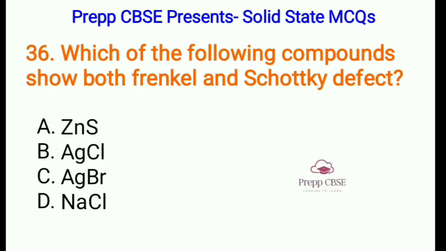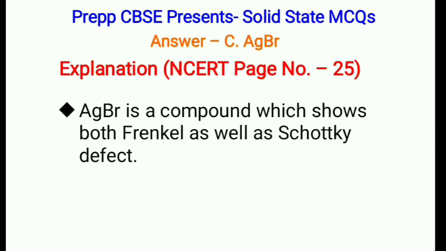Next. Which of the following compounds show both Frenkel and Schottky defect? A. Zinc sulfide, B. Silver chloride, C. Silver bromide, or D. Sodium chloride. Correct option is C. Silver bromide. Silver bromide is a compound which shows Frenkel as well as Schottky defect.